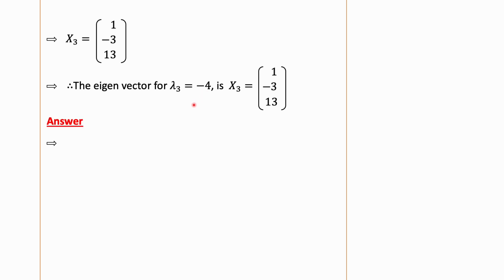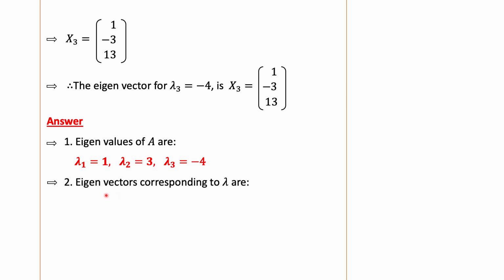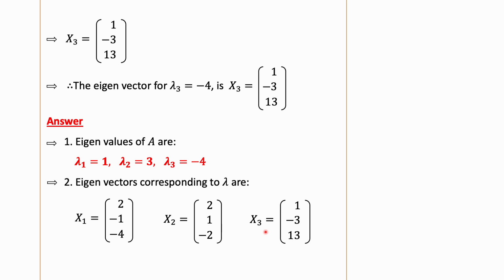So the solution: the eigenvalues of matrix A are lambda 1 equal to 1, lambda 2 equal to 3, lambda 3 equal to minus 4, and the eigenvectors corresponding to lambda are x1 equal to 2, minus 1, minus 4, x2 equal to 2, 1, minus 2, and x3 equal to 1, minus 3 and 13. So this is the solution. I hope all of you have understood the problem. Thank you.